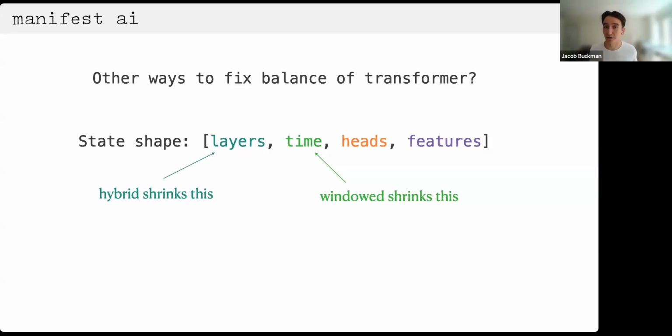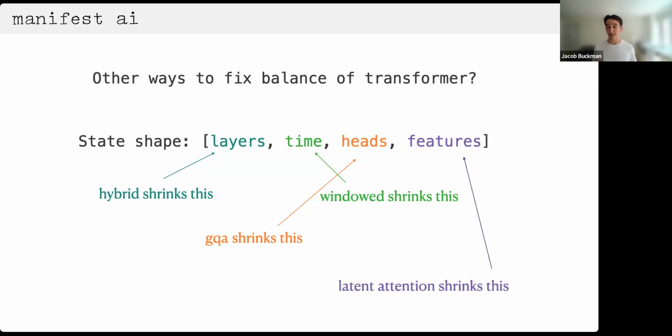For example, hybrid models, where you use a big fat attention layer only 1/8 of the time, and you use a much smaller state linear attention layer the other 7/8 of the time. These are equivalent to reducing the size of the KV cache by shrinking along the layer dimension. GQA, where you have multiple queries sharing the same key value head, is a way of shrinking the KV cache along the heads axis. And finally, DeepSeek's latent attention, where rather than storing the full feature set in the KV cache, you store some low rank representation of it, is basically a way of shrinking that final dimension.